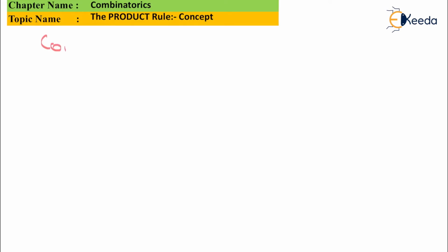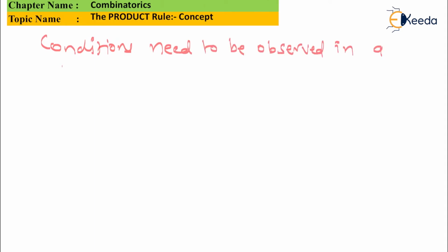So what are the conditions that need to be observed in a question for the product rule to be applicable? PR is the product rule, SR is the sum rule.